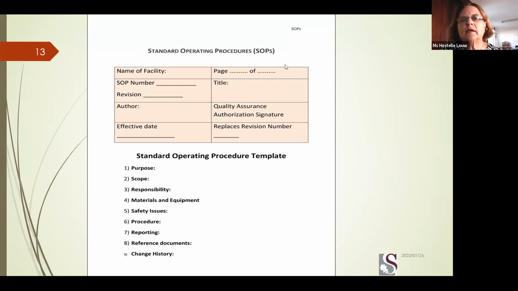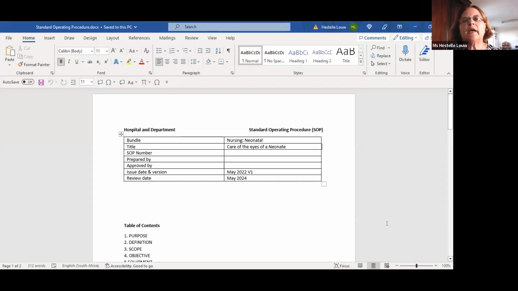This is one that I've just created, and it was what I saw in one of the SOPs, and I thought this is also another way to look at it. And I've just created this to give you an idea of how you must think based on the unit. And this one is in the neonatal unit. And it's a very basic one.